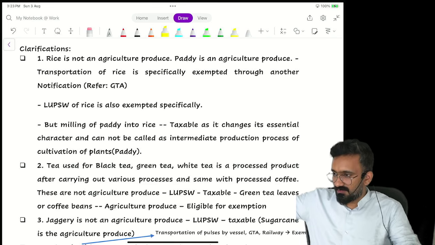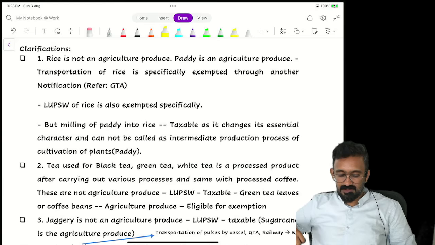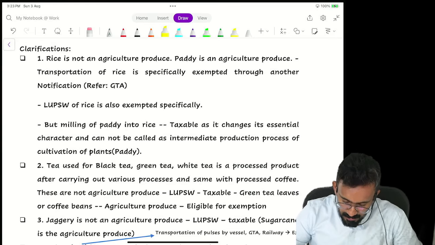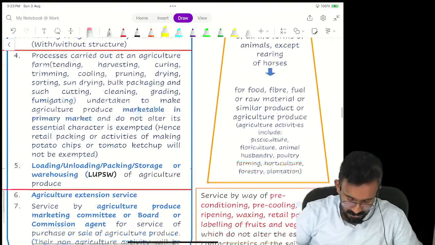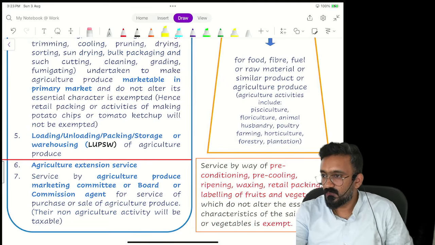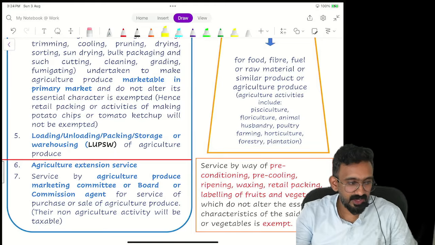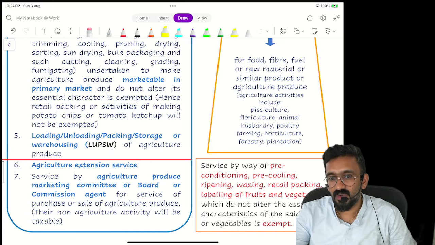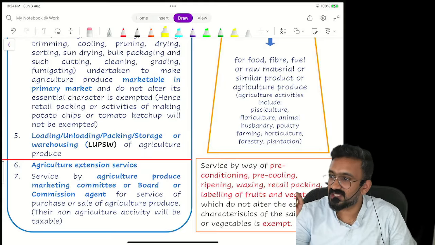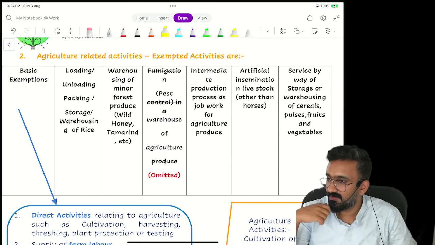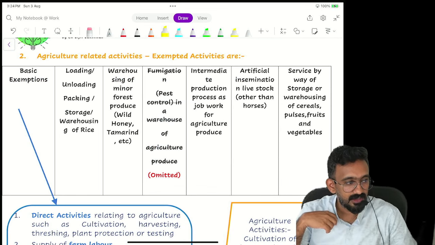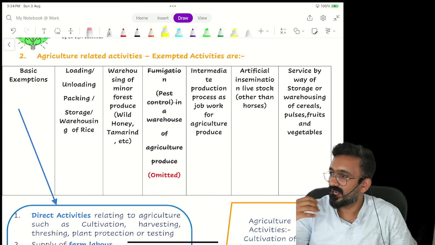Okay, now let's read this in full. Try to have full understanding of it. Rice is not an agriculture produce. Paddy is an agriculture produce. So when I'm putting it in this earlier exemption, point number 5, if you look at which product will get exemption as per point number 5 in LUPSW, paddy will get it. But what about loading, unloading, packing, storage and warehousing of rice? Are they also exempt? Yes. Separate entry. And look at the second entry here. It says loading, unloading, packing, storage and warehousing of rice is also exempt.